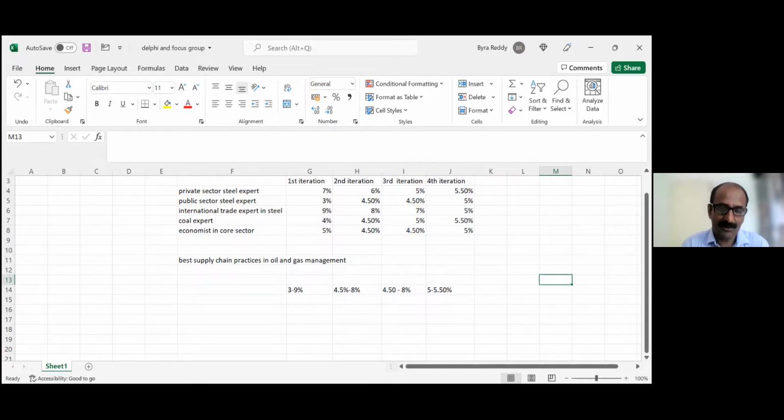Only when your research question is amenable enough to go for the Delphi technique do you plan very well, and you would probably end up getting what you want to get.